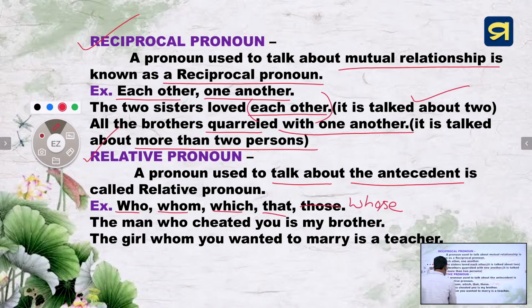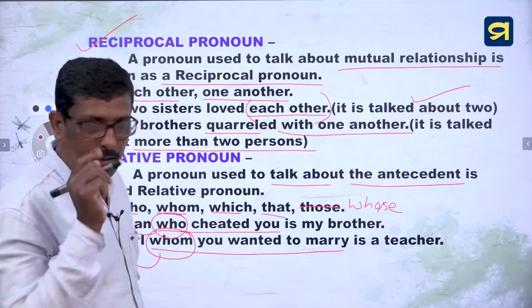The man who cheated you is my brother. You see, who cheated you. It is the relative pronoun, and the relative pronoun talks about the man. The girl whom you wanted to marry is a teacher. Dear students, whom you wanted to marry is a relative clause, but the relative clause begins with whom and it talks about or it is used instead of the girl. That's why these are relative pronouns. Right, dear students? Did you understand? Good.